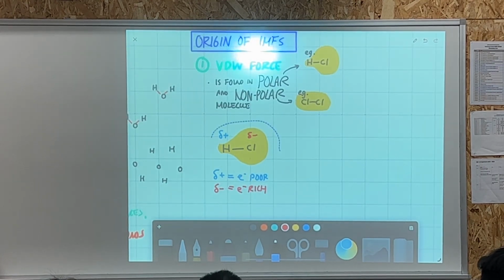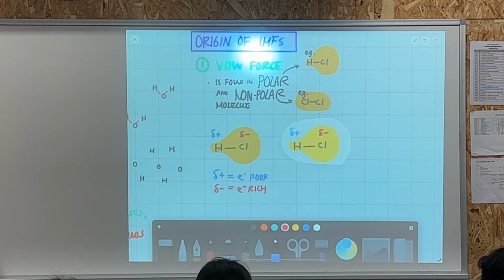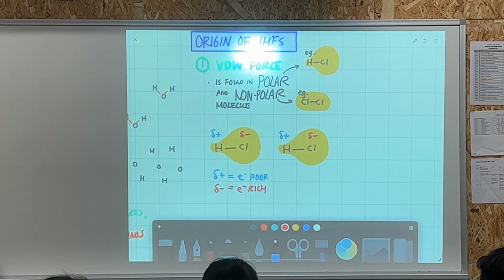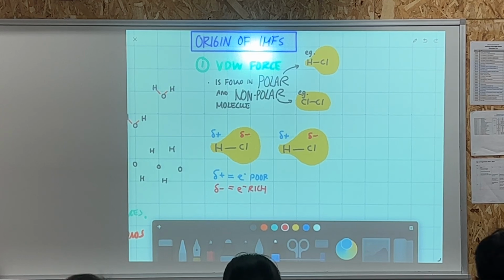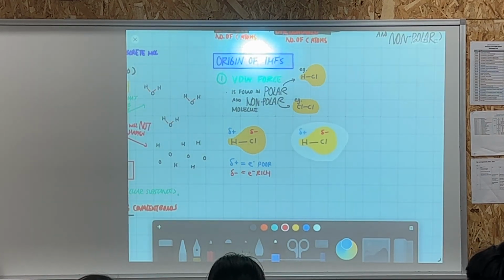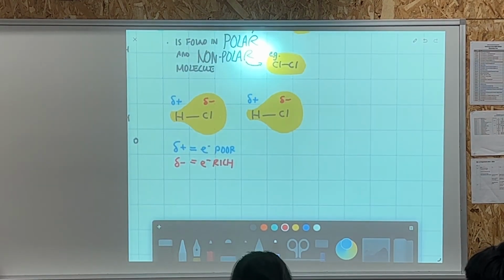For those of you who know a bit of physics, you don't need physics to understand this. What is the nature of the force between two oppositely charged objects? Is it attraction or repulsion between something positive and something negative? Attraction. So this is why if I have one HCl molecule on the left and another HCl molecule on the right, and I put them next to one another, there is attraction between the molecules. Just because opposites attract.